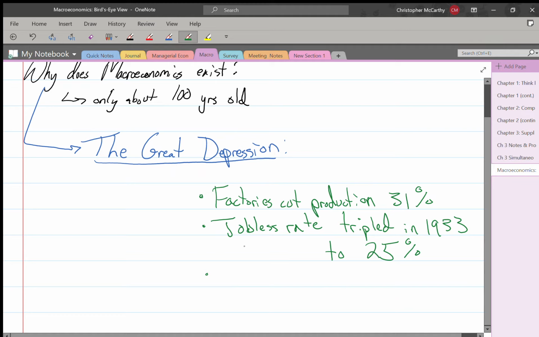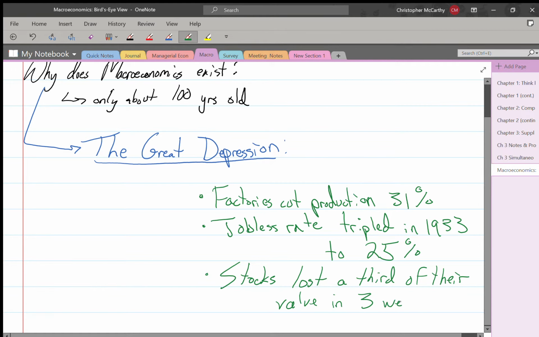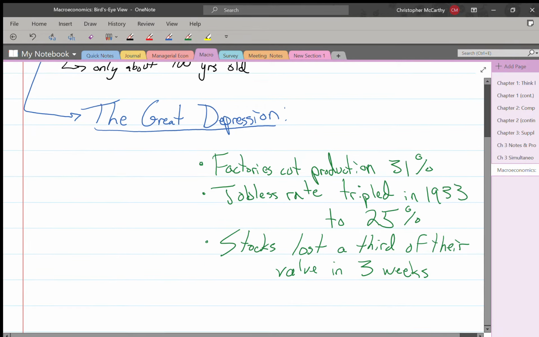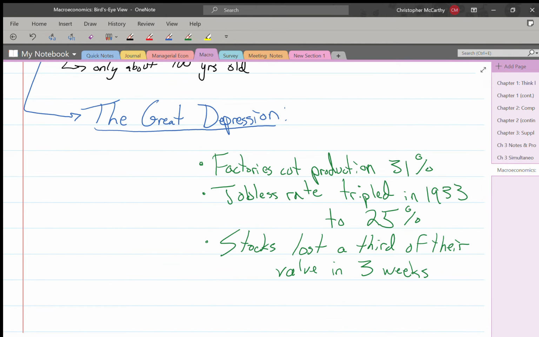And the last thing to really show how bad this was, the stock market, so the valuation of all of the public companies in the United States, lost a third of their value in 3 weeks. I mean, this was so bad, stockbrokers were jumping out of buildings. They were so distraught by the fact that they'd lost all their money and they'd lost all their clients' money. And yeah, so it was a really, really dark time. There were no real safety nets, so you had a lot of elderly people on the streets begging for money, selling apples or potatoes or something, just trying to do anything to make ends meet.